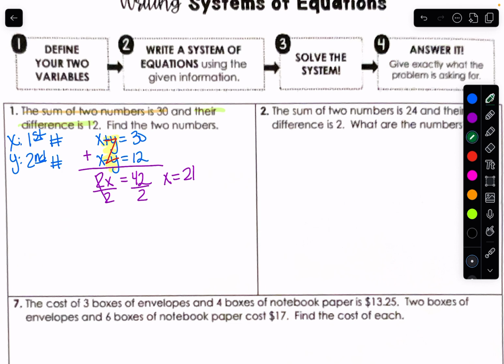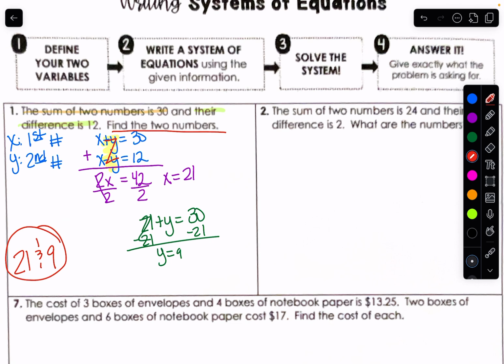Now to figure out the second number, I'm simply going to substitute or replace the value of x into either one of those equations so that I can solve for y. So I would say 21 plus y equals 30. To get y by itself, I would subtract 21 on both sides, and I see that y is 9. So that means that the two numbers that I'm trying to get are 21 and 9.